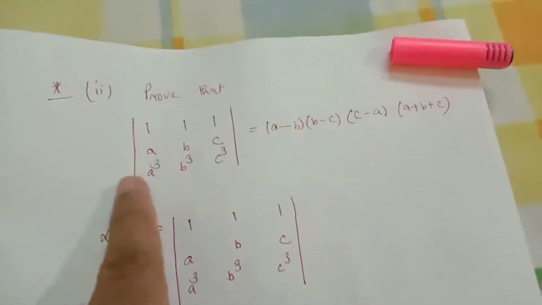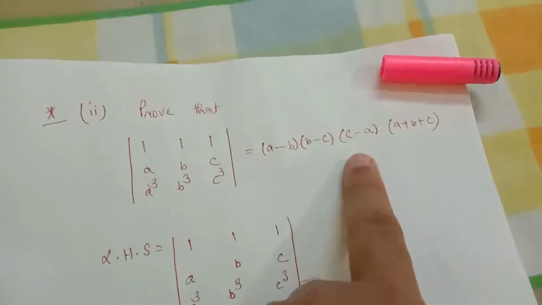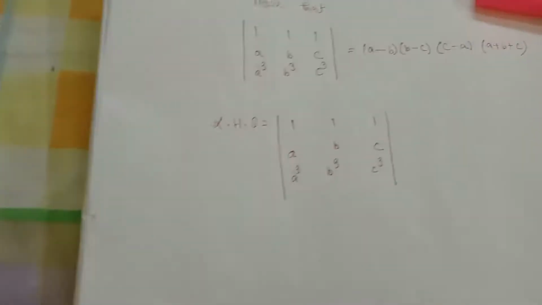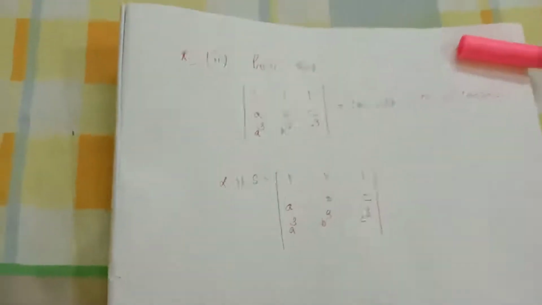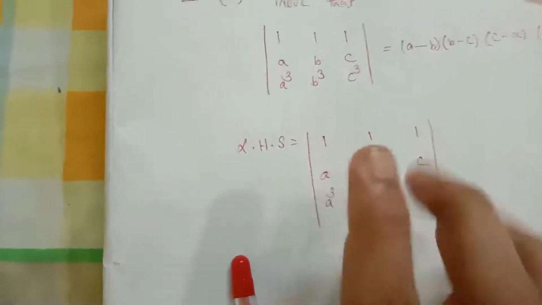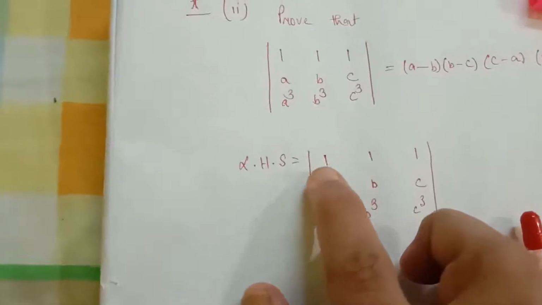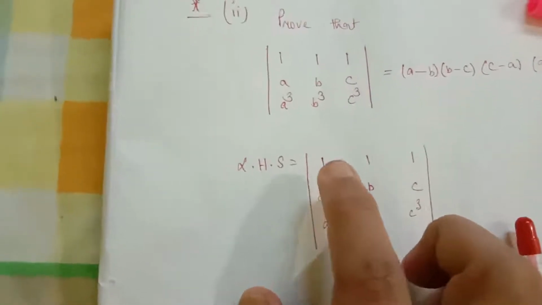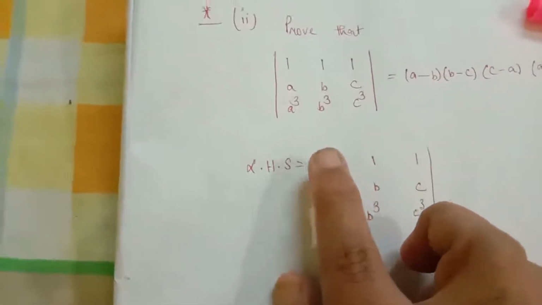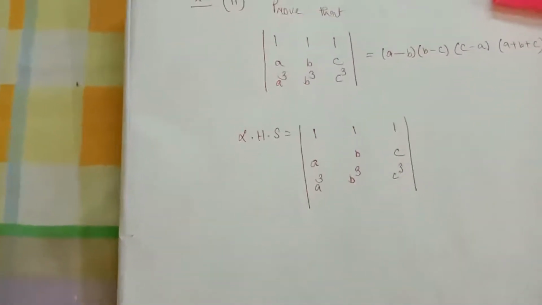To prove the value of this determinant is equal to a minus b, b minus c, c minus a into a plus b plus c. Let us start with the left hand side. Now you can see, like the last question, we have to bring 0 in the determinant. The first element in C1, that is the first column, is 1, and the first element in C2 is also 1. So C1 minus C2 will give us 1 minus 1, which is 0.